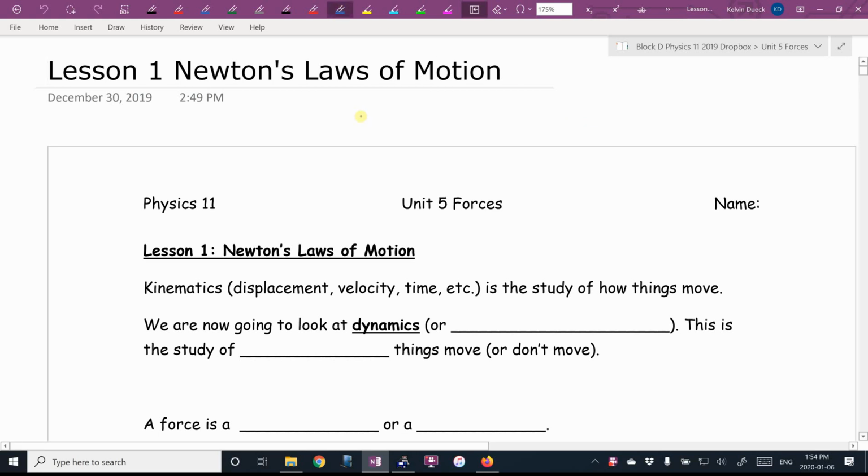Kinematics: d equals v_i t plus a half a t squared, v_f equals v_i plus a t, v_f squared equals v_i squared plus 2 a d. Those four equations, remember those four? Kinematics is the study of how things move. The fancy word for that is kinematics. We're now going to look at dynamics. Well, forces. Dynamics is the study of why things move or don't move.